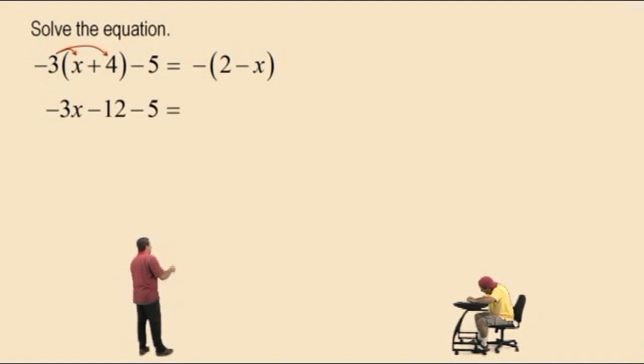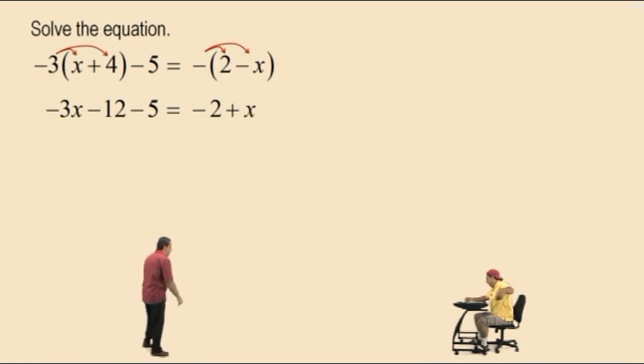Now the right-hand side. What's negative 1 times 2? Negative 2. That's right. And what's a negative 1 times a negative 1x? Positive 1x. That's right. And so there you go. Now, next we're going to combine like terms, right? On the left-hand side, we have like terms. What are the like terms on the left-hand side, Charlie?